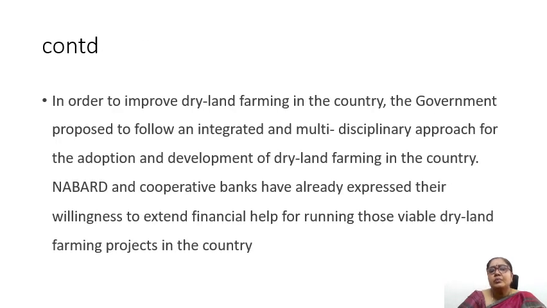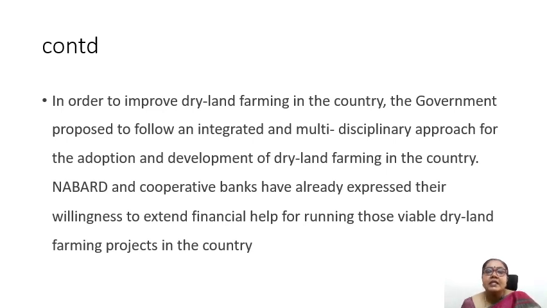So in order to improve dryland farming in the country, the government has also proposed a lot of programs and initiatives. So they have started to follow an integrated and multidisciplinary approach for the adoption and the development of dryland farming in the country. So you need to integrate this multidisciplinary approach. So we want to adopt and develop dryland farming.